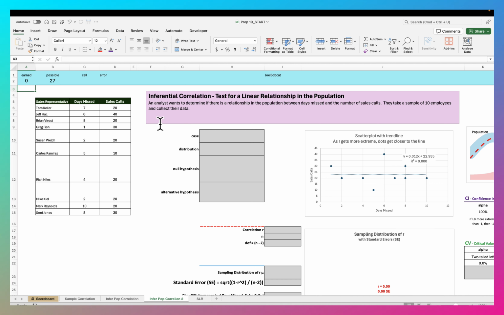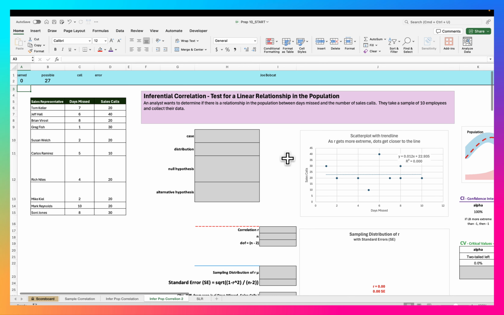So now we're going to explore the relationship between days missed and sales calls. So it's still inferential correlation. We're looking to see if there's a relationship in the population. Actually, it'd be interesting to see if there's a relationship in the sample because it's a near horizontal line. So an analyst wants to determine if there's a relationship in the population between days missed and number of sales calls, which kind of seems reasonable, right? If you miss a bunch of days, maybe your calls would go down. But let's see if that turns out to be true.